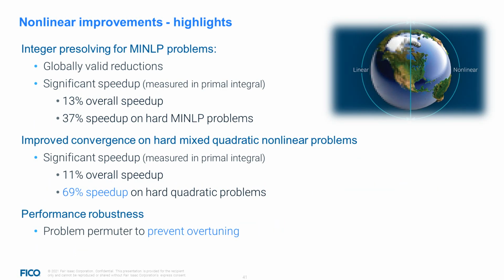So as said, this is relevant for a one-off pre-solving of the whole nonlinear problem, and it leads to a substantial improvement to the solver. We measured this in terms of the primal integral, which is our usual measure to evaluate performance of the nonlinear local solver. Another big improvement for the continuous side of nonlinear has been made to the convergence of hard mixed integer quadratic nonlinear programs.